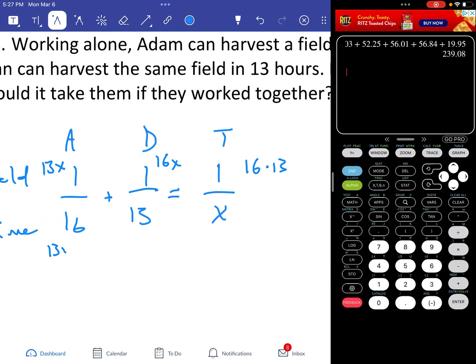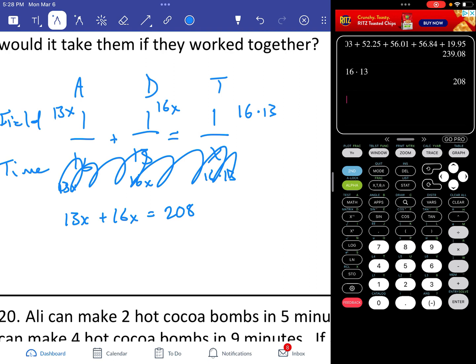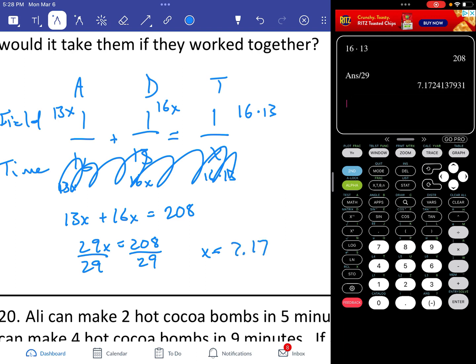I'm missing the 13x on the bottom, the 16x here, and the 16 times 13. Now that all the terms have 16, 13, and x, I can get rid of those bottoms and multiply the top. So 13x times 1 is 13x. Plus 16x times 1 is 16x. And 16 times 13 is 208. I combine 13 and 16 to give me 29x equals 208. And divide both sides by 29. So x will equal 7.17 hours.